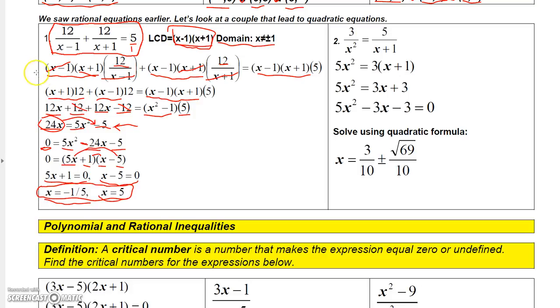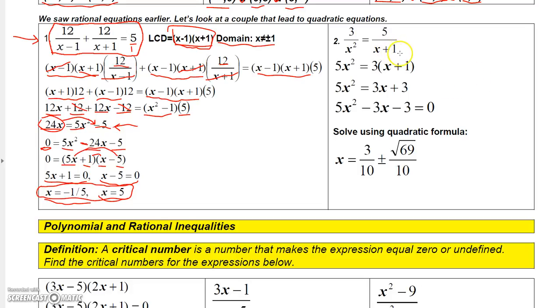So we get two answers to this rational equation, and you could plug them in and check them. The negative 1/5 is kind of hard to do, but let's say if you wanted to check the 5, we'd get 12 over 4, which would be 3, and we'd get 12 over 6, which is 2, so 3 plus 2 does equal 5. Now if you want to check the negative 1/5, you're going to have to work with fractions, but it should give you 5 as well if you plug negative 1/5 in here for x and negative 1/5 in here for x, and then simplify it. This left hand side should equal 5.